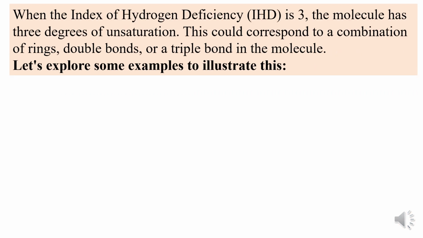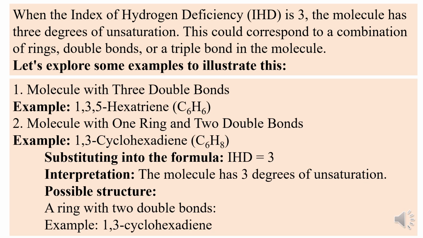Now when the index of hydrogen deficiency value is 3, definitely the molecule has 3 degrees of unsaturation, and this could correspond to combination of rings, double bonds, or a triple bond in the molecule. So let's explore some examples to illustrate this. 1,3,5-hexatriene molecule with 3 double bonds, like in case of benzene. And second example will be a molecule with 1 ring and 2 double bonds.